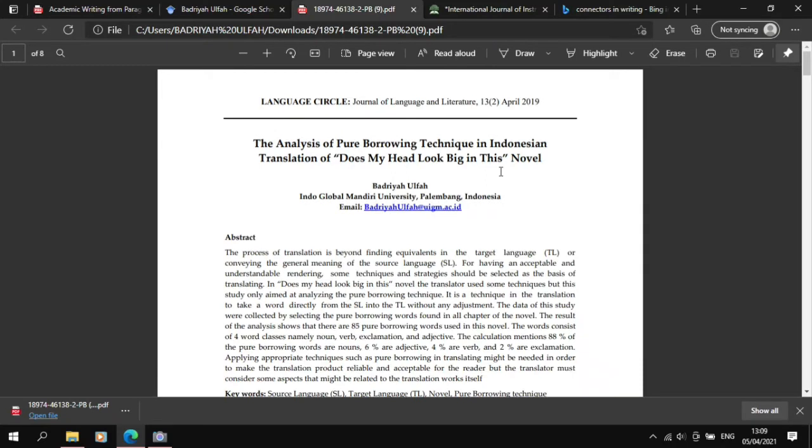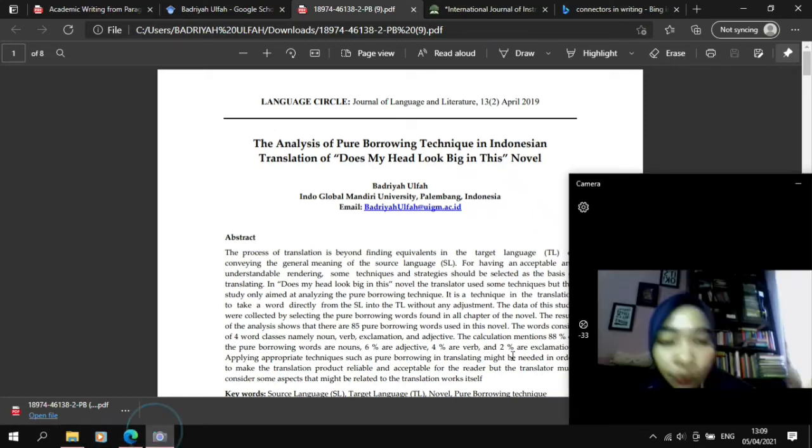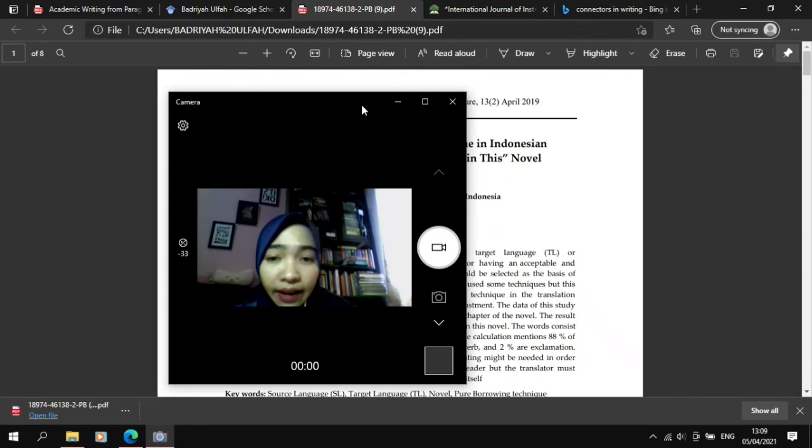Because I don't want you to choose the same article, if you have found your article, please write it in the group, so there are no duplicates. Once you have found a suitable article, write the article title with the author's name in brackets, so that none of you are the same. Okay?